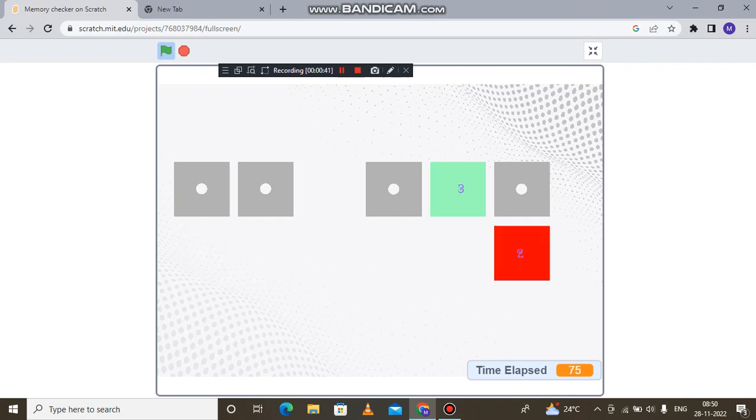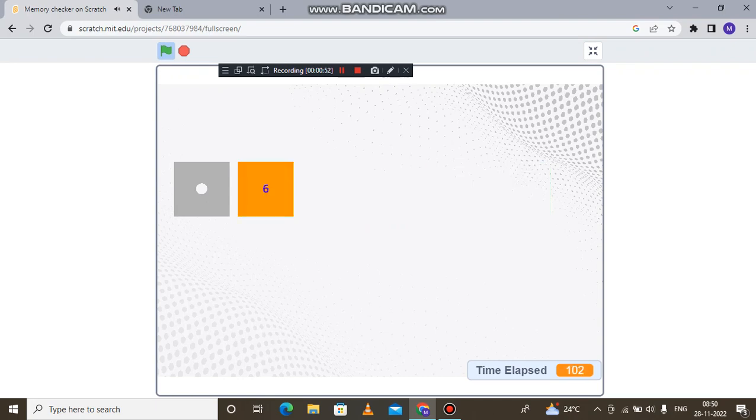When we find the matching pairs, then they will disappear from the screen. The one who finds all the matching pairs in a short time period would be the winner.